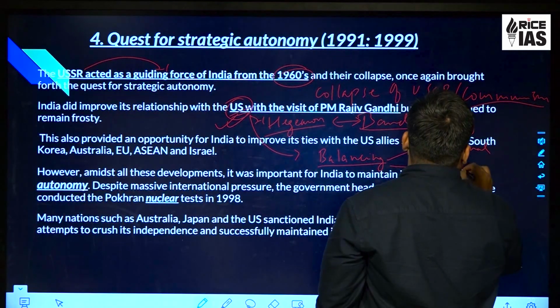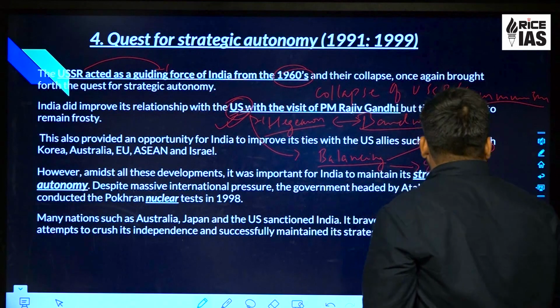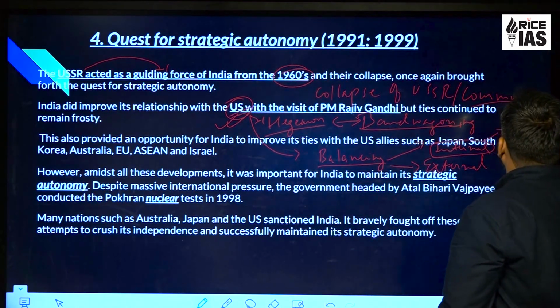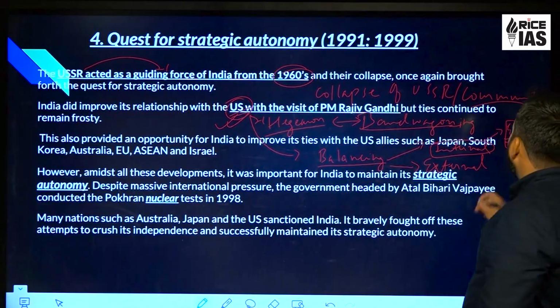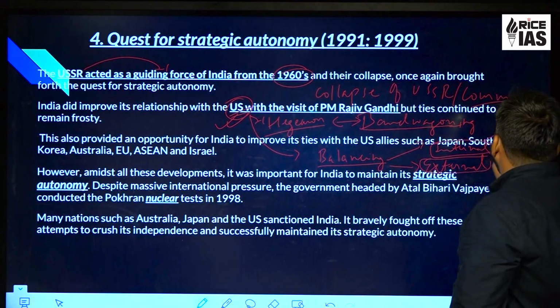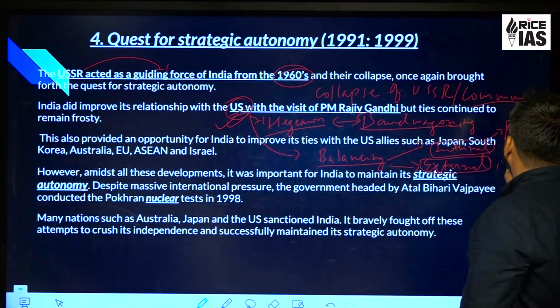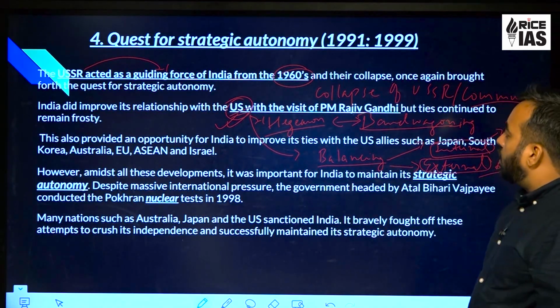You are able to balance with the help of your internal power, with your own economic and military might. If you are not able to gather so much economic and military might, then what do you do? You take help of the external actors. You take help of other countries, and that's called external balancing.